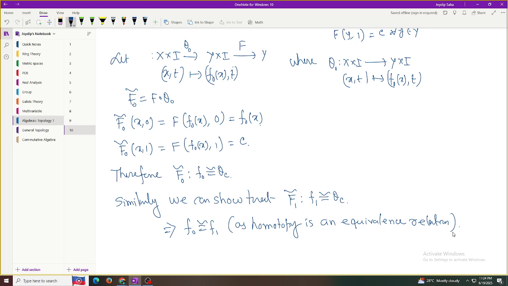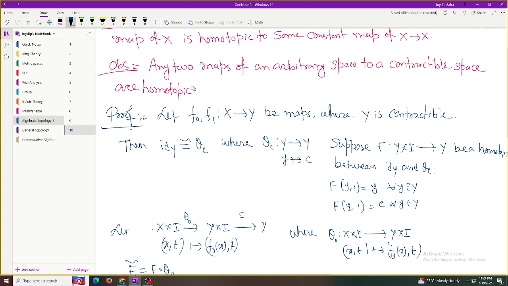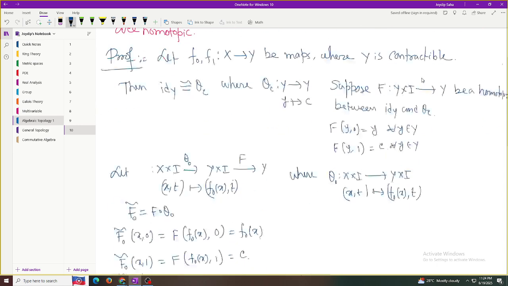Okay, these are very easy now. What is the observation? Any two maps from an arbitrary space to a constructible space are homotopic.